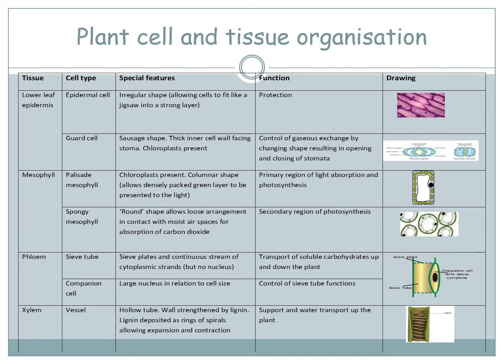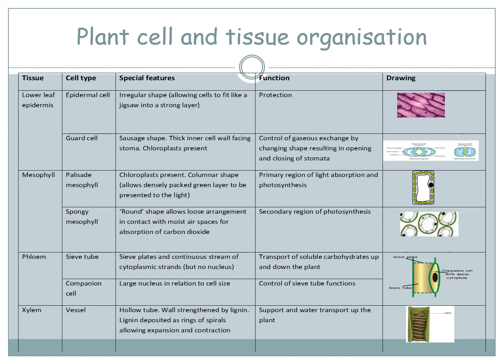The next tissue that we're going to look at is the mesophyll tissue, and it's made up of two different cell types. So we've got the palisade mesophyll layer and the spongy mesophyll layer, which are both in the leaf. And the special feature of the palisade mesophyll is that it's got chloroplast present and it's got a long shape, so it allows the densely packed green layer to be presented to the light. And the reason being is it's the primary region of light absorption and photosynthesis.